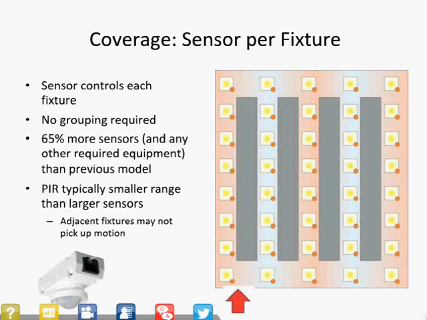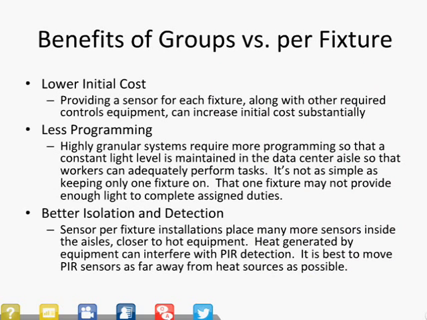Okay, let's talk about benefits of groups versus per fixture. So just as PIR is the preferred sensing technology for data centers, arranging those sensors so that they operate in groups of fixtures is probably the best approach for controlling a data center. And there are a few reasons for that. The first is lower initial cost. Providing a sensor for each fixture, while it may appear to be the best choice due to granularity, can increase the initial cost a lot.